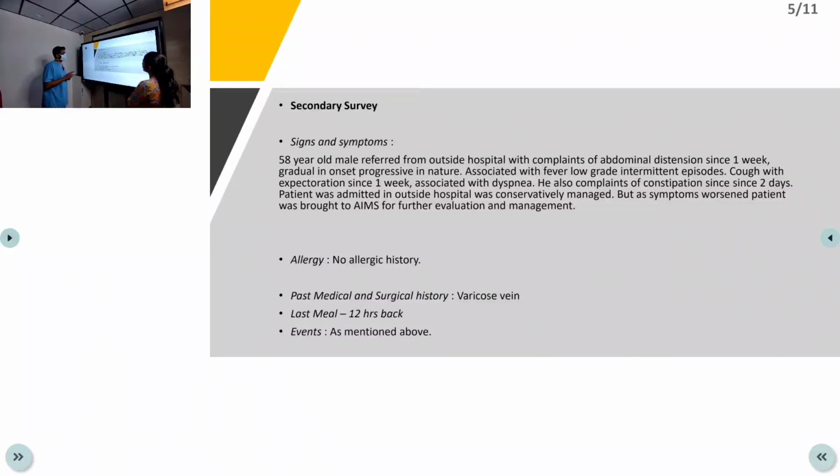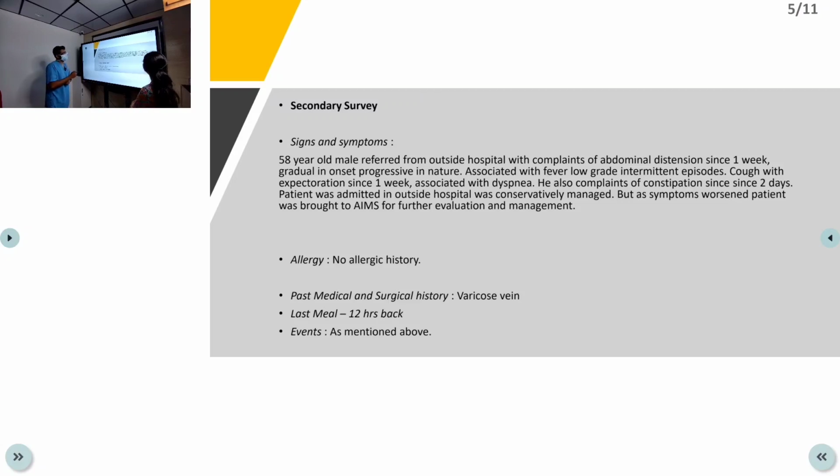He was a 58-year-old male with the comorbidity of varicose veins, who came with complaints of abdominal distension for the past 1 week, which was gradual in onset and progressive in nature, associated with low-grade intermittent fever, cough with expectoration of sputum, and breathlessness. He also complains of constipation for the past 2 days, and for the same the patient was evaluated in an outside hospital. But as the symptoms worsened, he was referred to our hospital for further management. No allergies were noted, and other events are as mentioned above.